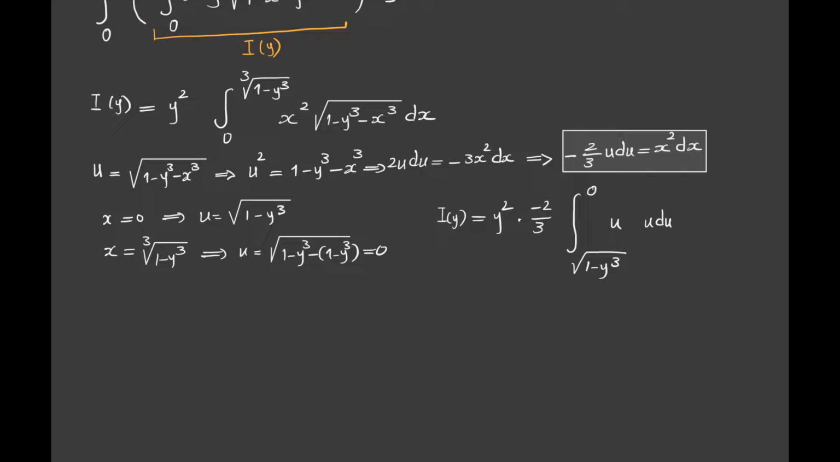Okay, so I would say 2 over 3 y squared, and then this one becomes u squared, and the primitive function is 1 over 3 u cubed. So if you don't mind, let me just multiply this 1 over 3 here. So this is 2 over 9 instead.